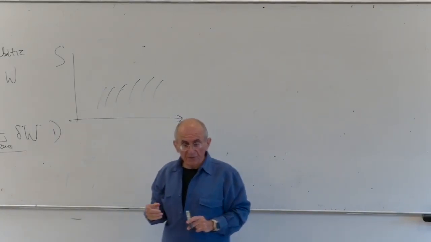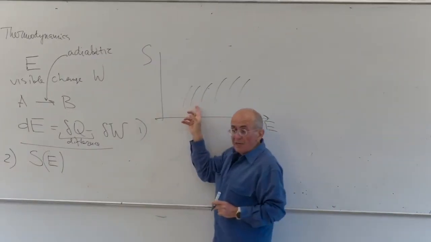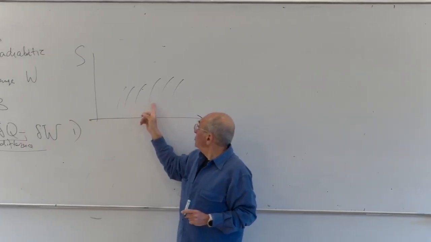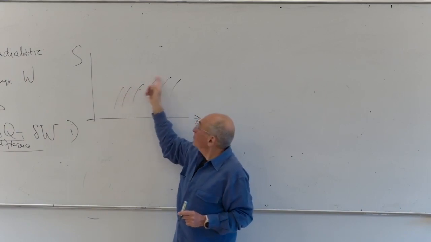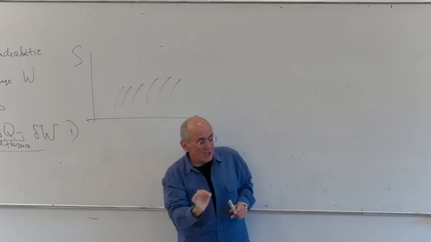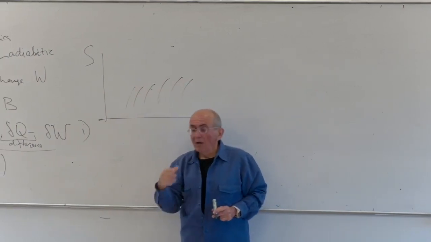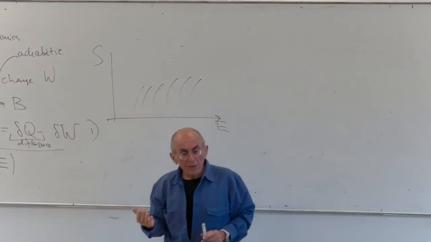Entropy is a function of energy in equilibrium. Anywhere here, entropy is not a function of energy. For any energy, you can have any entropy up to the equilibrium value. But this would be a line. That would be a definite relation between entropy and energy. What do we expect this function to be?